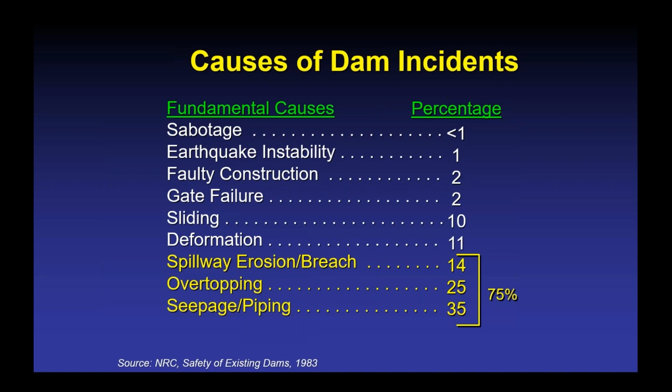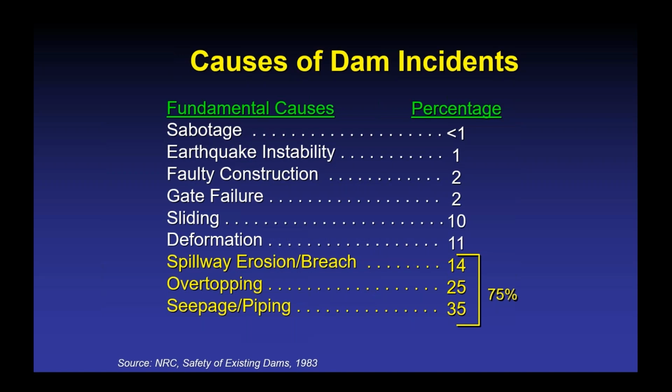Then there's overtopping, which is really a failure mode that's specifically related to earth embankment dams because they are erodible. If it was a concrete dam, overtopping failure is very uncommon because concrete can withstand overtopping. And then spillway erosion and breaching. So those are the three most common failure modes for, I would say, the watershed coalition type dams. There are others: deformation, sliding, gate failures, faulty construction, earthquake instability, and even sabotage, but they are much less frequent.